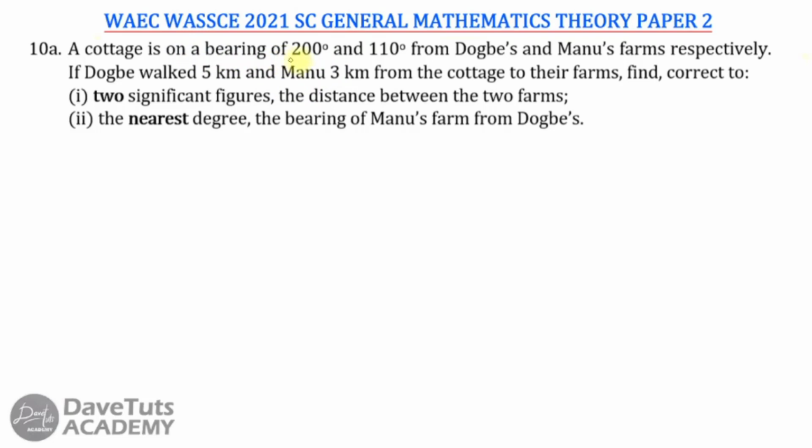Now, we are told that the cottage is on a bearing of 200 and 110 from Dogbe's and Manu's farms. So we need to take the bearing of 200 from Dogbe and 110 from Manu. In the first case, we want to locate 200 degrees. We draw our cardinal points, north, south, east, and west. We will notice that 200 will be in the third quadrant, because north to south is a straight line, that's 180 degrees, so 200 will be just a bit off of that.